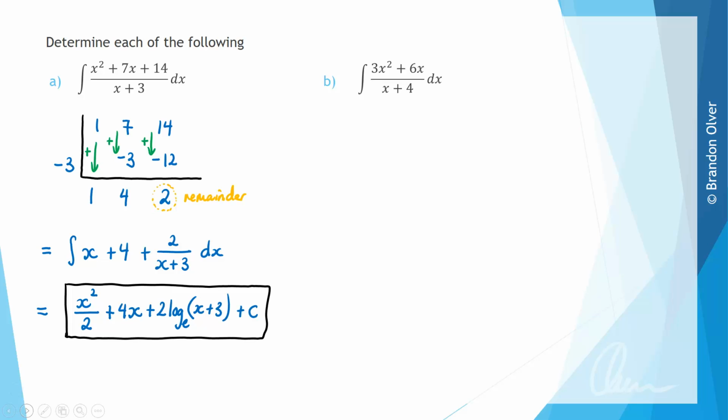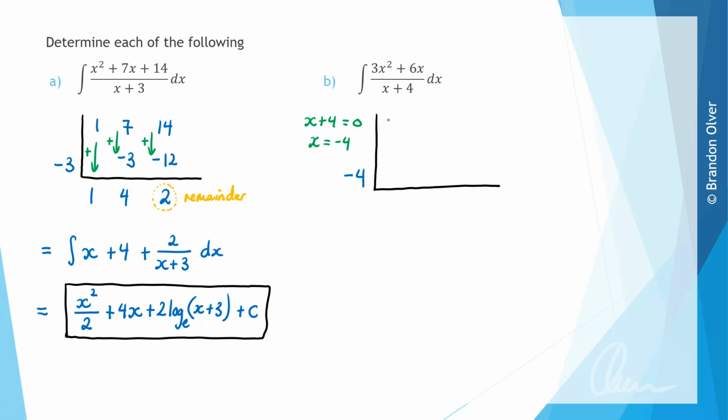For part B, we have 3x squared plus 6x, all divided by x plus 4. So we're going to do a similar thing as we did in part A. We're going to use a method of division. So I'm going to use synthetic division again to simplify what we're being asked to anti-differentiate. So starting with x plus 4, that is the denominator, equals 0. We find that x is equal to negative 4. So that is the term we're going to put here.